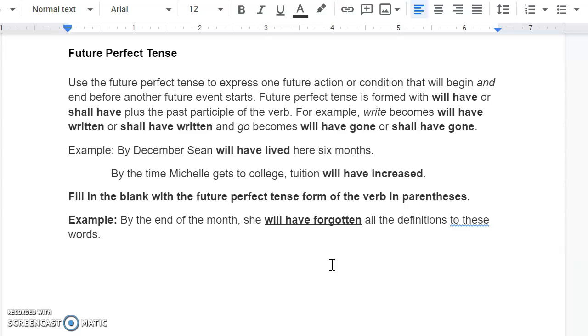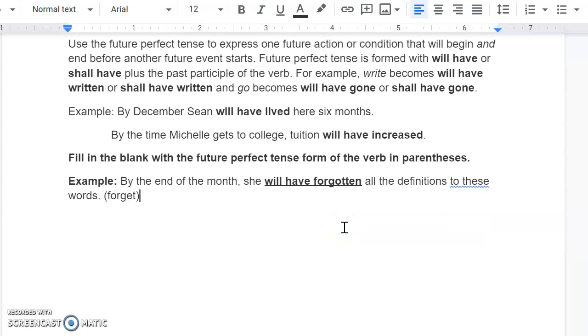By December, Sean will have lived here 6 months. By the time Michelle gets to college, tuition will have increased. So you fill in the blank for your exercise with the future perfect tense form of the verb in parentheses. By the end of the month, she will have forgotten all the definitions to these words. So what I should have done here is had the word forget in parentheses, and then this would become will have forgotten. That is the future perfect tense form of that verb.